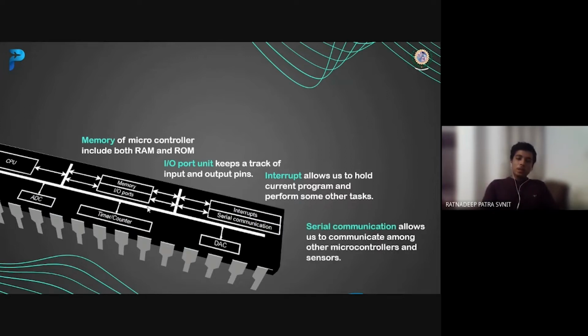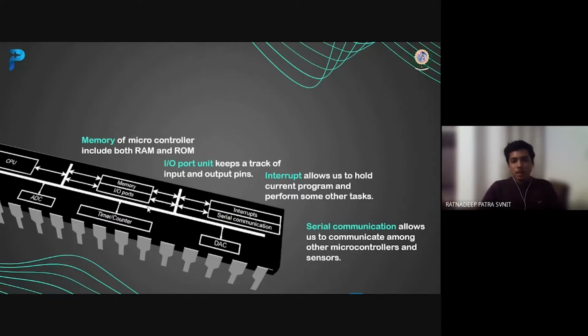So next is the serial communication block. Now, what exactly is serial communication? Serial communication is a way in which data is communicated, either received or transmitted, using just a single wire. Unlike parallel communication, in which we use a set of parallel wires for either sending or receiving data. In serial communication, we just use a single wire.